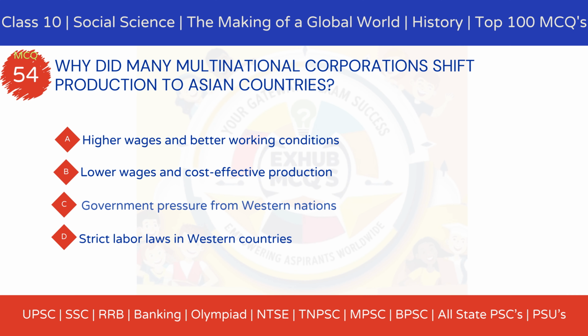MCQ 54. Why did many multinational corporations shift production to Asian countries? Option A, higher wages and better working conditions. Option B, lower wages and cost-effective production. Option C, government pressure from Western nations. Option D, strict labor laws in Western countries.